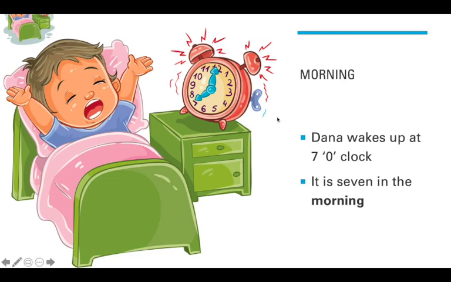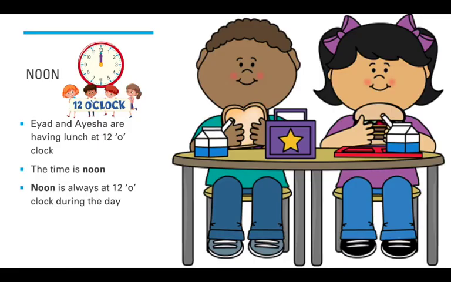In this picture, Dana wakes up at 7 o'clock. It is 7 in the morning. In the next picture, Iyad and Aisha are having lunch at 12 o'clock. So here, the minute hand is pointing at the 12 and the hour hand is pointing at the 12. So it is 12 o'clock. Noon is always at 12 o'clock.